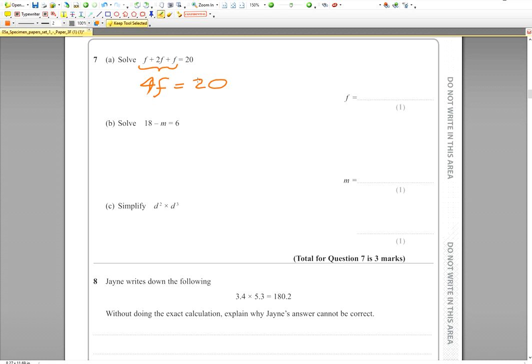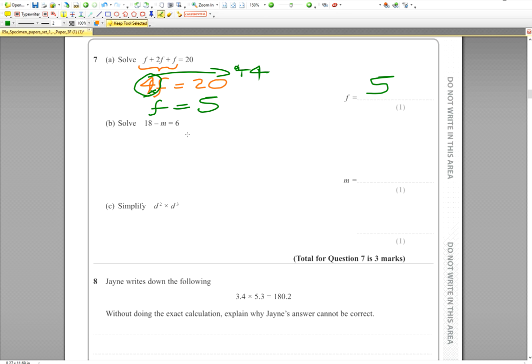So 4f equals 20. Now, Mr. Zaki, I'm sure we've done this with you as well before. If we are solving an equation with 4f, so we got times by 4. Opposite of times by 4 is? What we do to one side, we do the opposite to the other side. So we said f is equal to 20 divided by 4, which is equal to? 5.